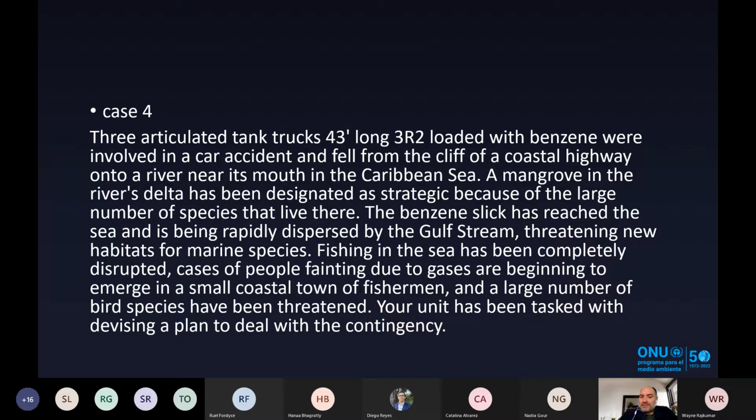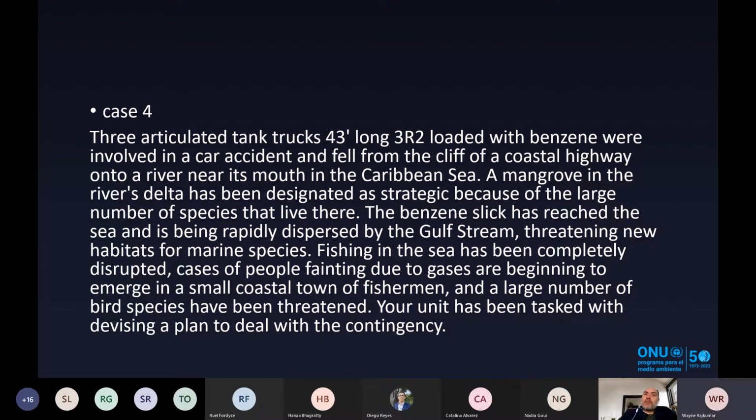What's the question? The question is what your unit has been tasked with devising a plan to deal with the contingency. The contingency is 3 trucks just slick benzene into the mouth of a river that is in the Caribbean Sea.